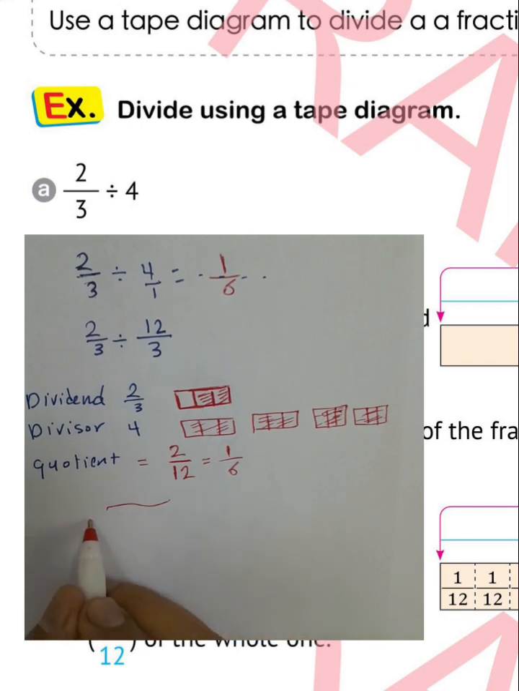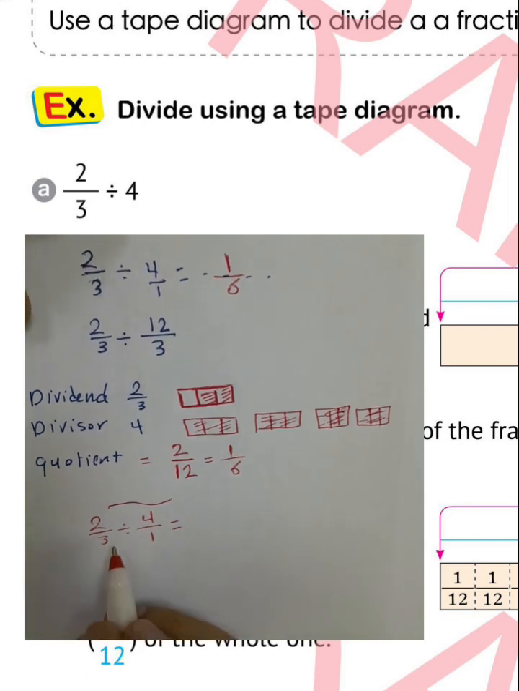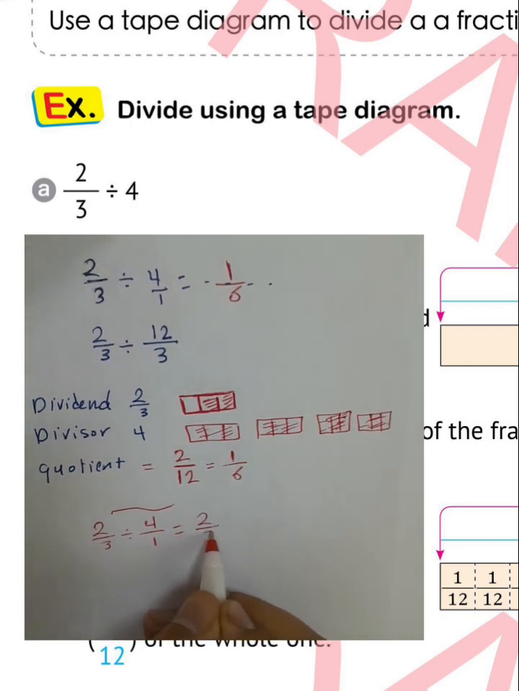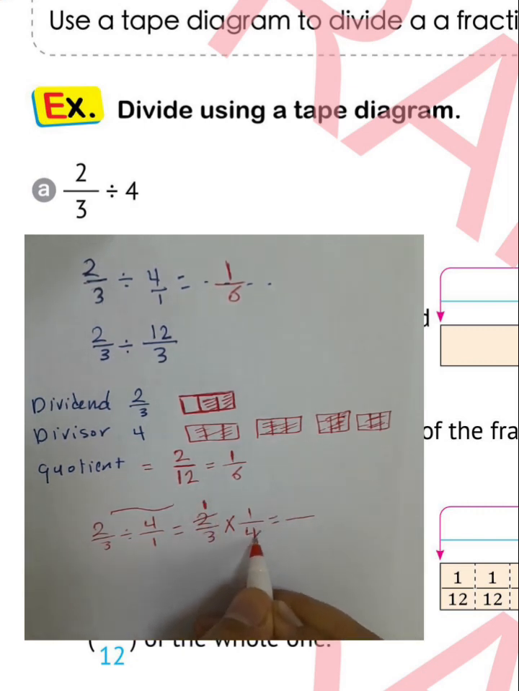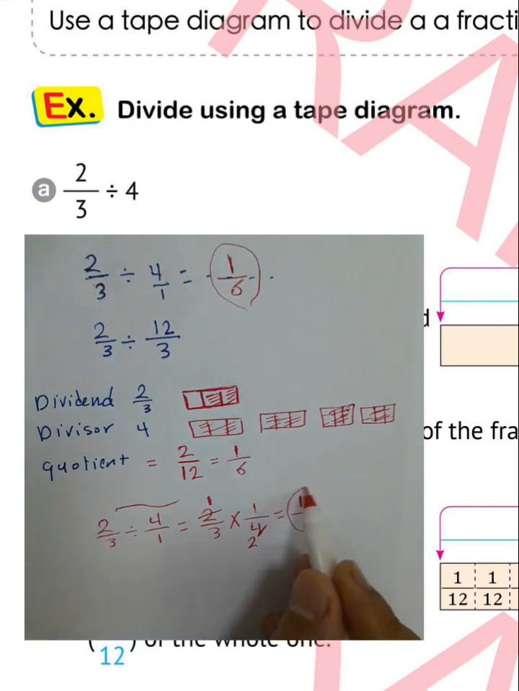You know, 2 over 3 divided by 4 over 1. You can solve this example by writing the first fraction 2 over 3, converting division to multiplication, and writing the inverse of 4 over 1, it will be 1 over 4. And then 2 divided by 2 equals 1, 4 divided by 2 equals 2, 1 times 1 equals 1, and 2 times 3 equals 6. It's exactly the result. Then the result here will be 1 over 6.